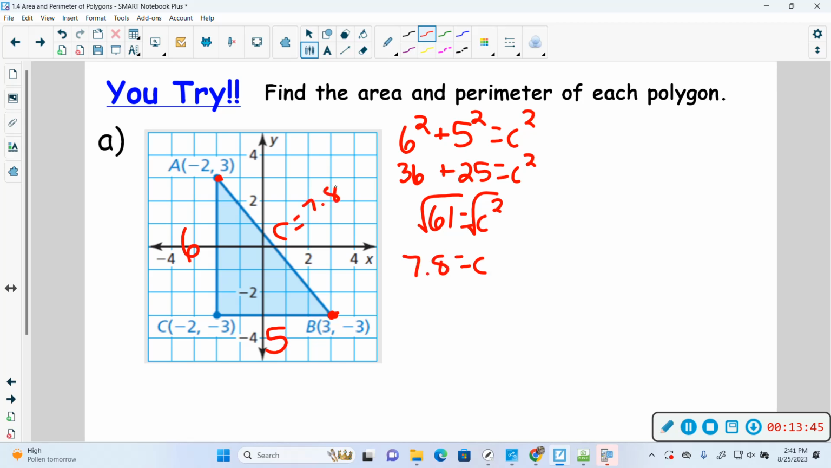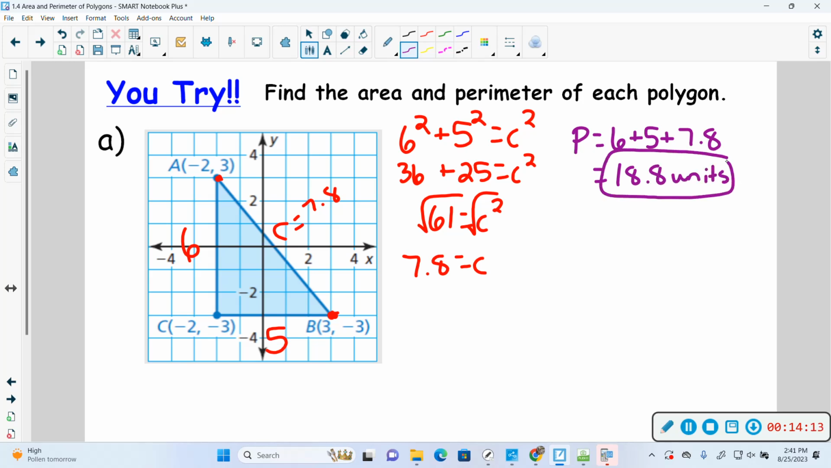I'm just going to label it. Okay, so next question. Do you have everything you need to find the perimeter of the triangle? Yeah, we're just going to add up the sides. I don't even know if I'd bother writing this. I'd just punch it in my calculator. What's 6 plus 5 plus 7.8? Add it up. 18.8. I'm going to put my generic label on it. Units.